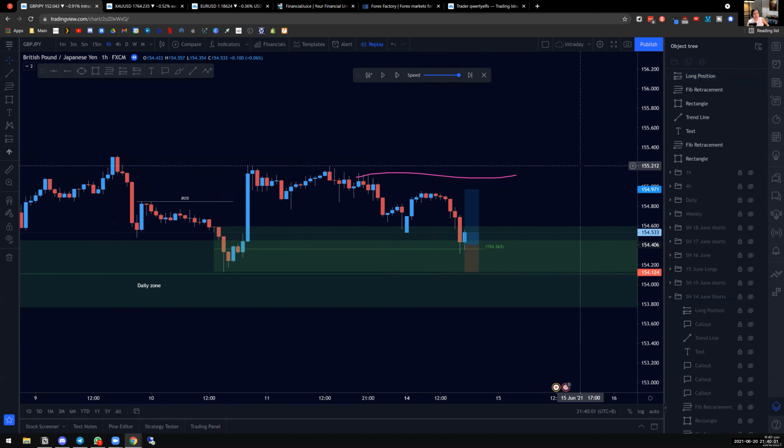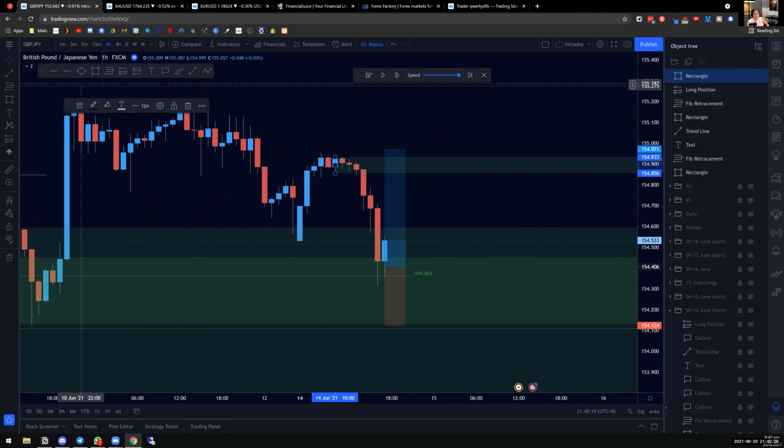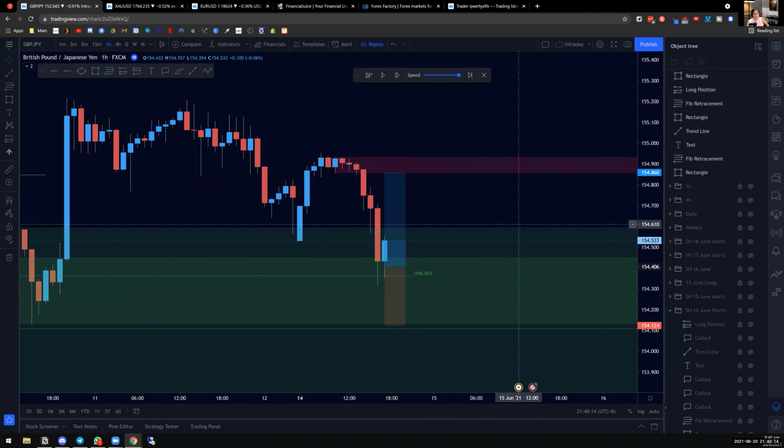That's how I manage my trades. So if you want, you can also put up this 1 hour supply zone over here, so that when price comes into it, you want to be careful and take some profits at that point in time. Both are valid.